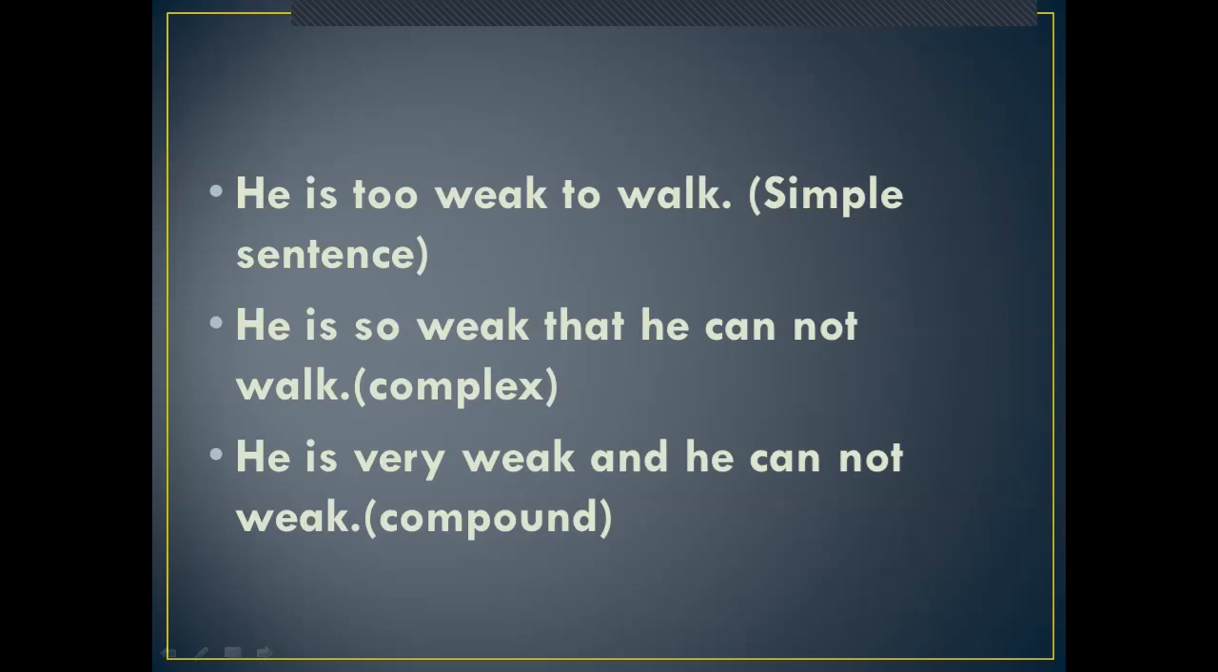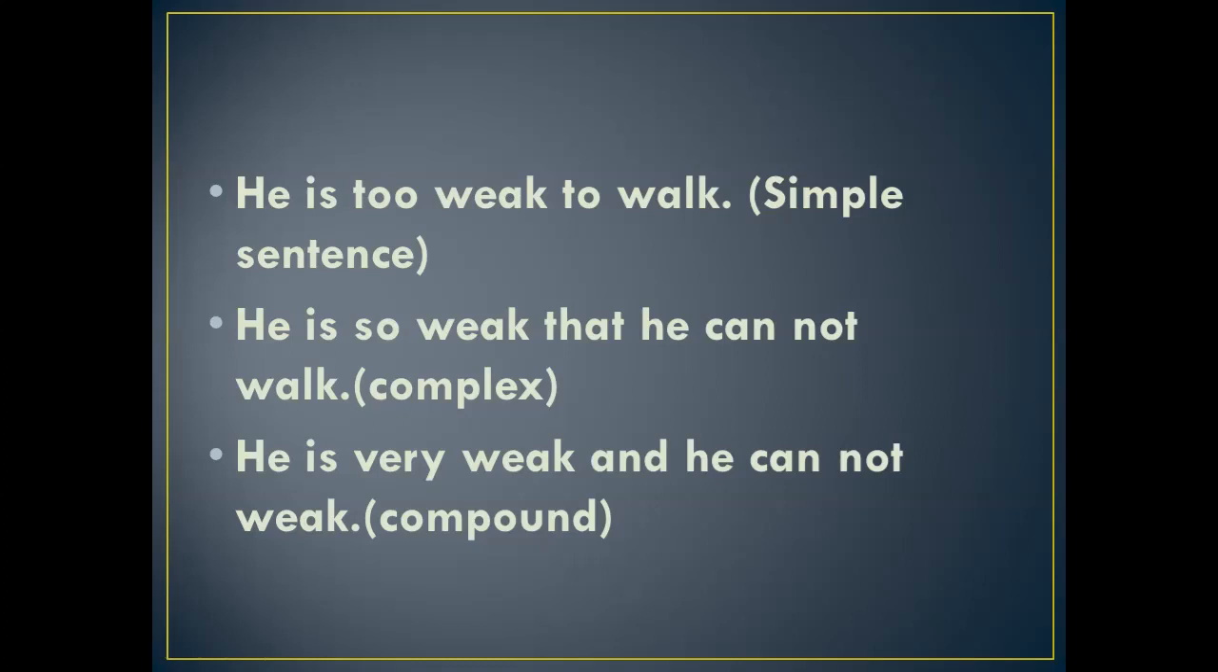"He is so weak" is the independent clause. "That he cannot walk" is the dependent clause. He is so weak that he cannot walk. This is an example of a complex sentence. Now let us see how to change this sentence into a compound sentence. A compound sentence means there should be two independent clauses joined by a coordinating conjunction. What are the coordinating conjunctions? For, and, nor, but, or, yet, so.